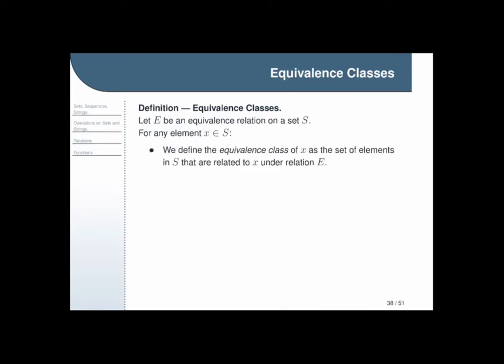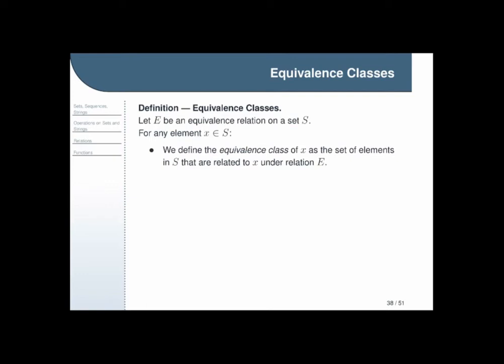And an equivalence class is a set. So let me walk through the definition, a special kind of set that is related to this equivalence relation. So if we have some equivalence relation E defined on a set S, so we're thinking of a homogeneous relation here, then we say for any element X in the set S, we can define an equivalence class of that element X. And that equivalence class is going to be the set of all the elements in S that are related to X under the relation E.